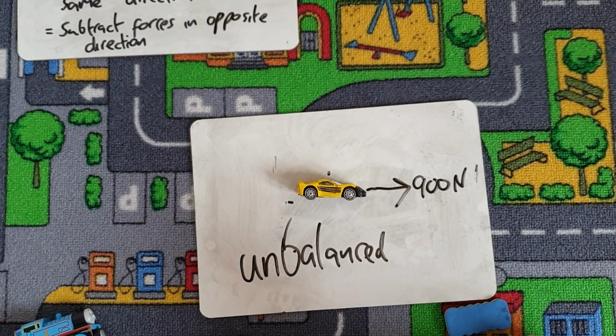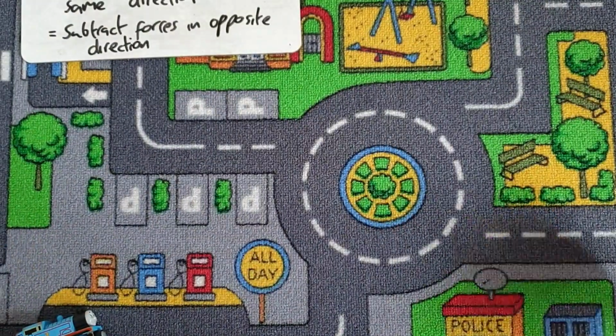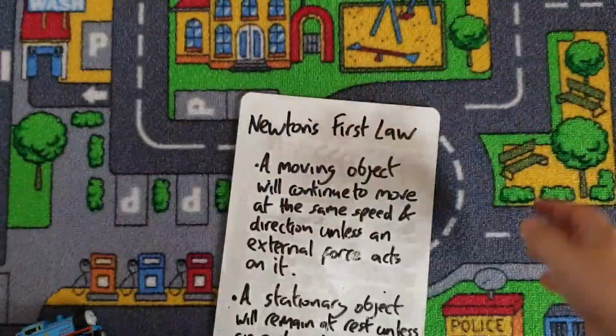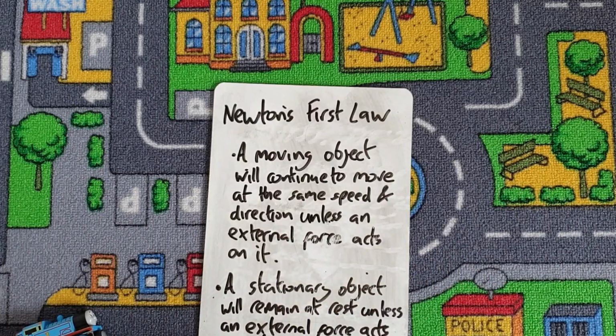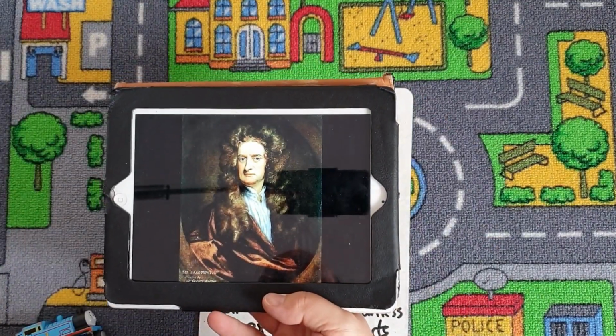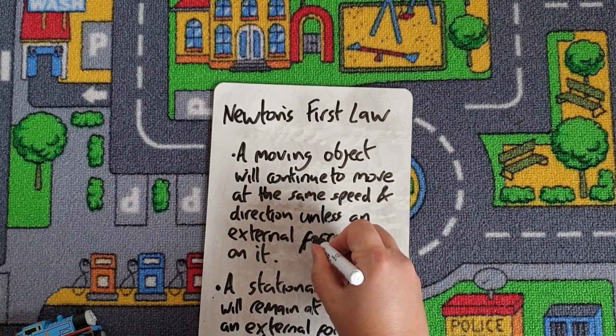Okay, so the final part of today's lesson is Newton's first law. So Sir Isaac Newton, the same dude who got smashed on the head with an apple and came up with a theory of gravity. You might recognise him better from a picture when he's slightly older. So same guy as the gravity guy. He came up with 3 laws of motion. Today's video we're just talking about the first one.